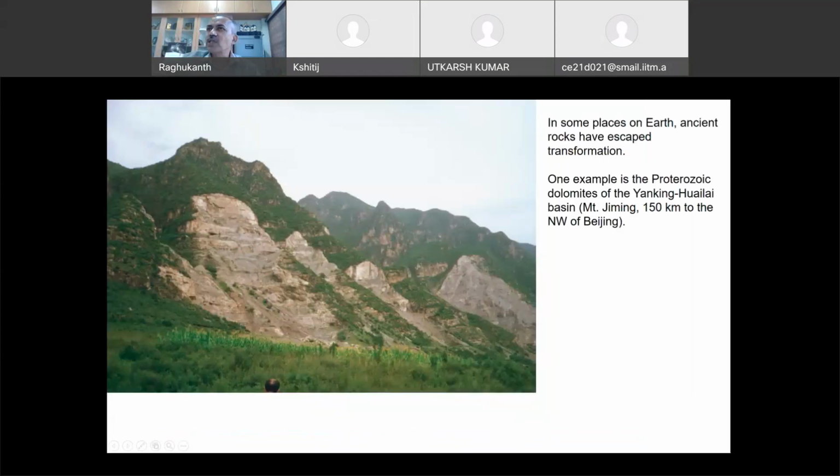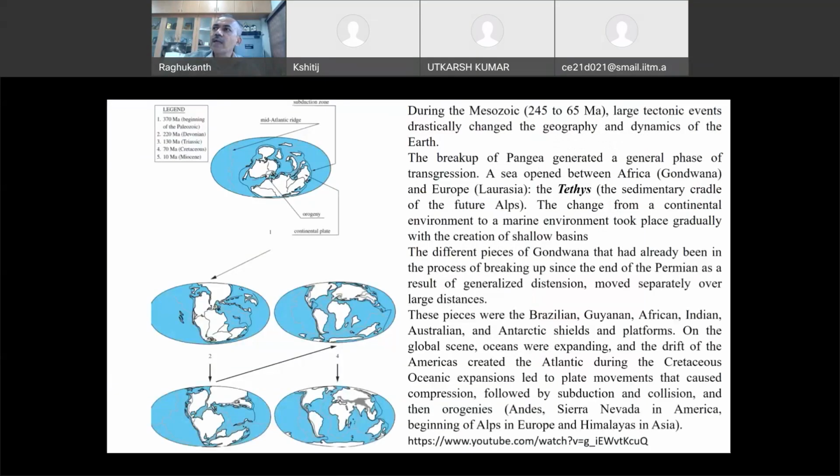In some places they have escaped the transformation. So this is also a dolomite somewhere in China. They carbon dated it. They found out that it has escaped weathering, whatever was there. But still, the carbon dating shows they belong to the Proterozoic eon. And then around 370 million years is there.